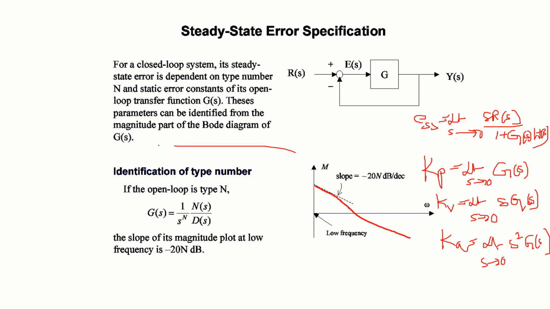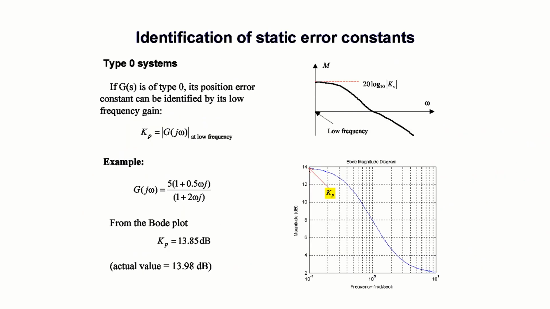I will come to this type identification. Hold on, I'll come back to this. So, identification of the static error constants, that is Kp, Kv, Ka. Suppose you have the Bode plot, get the starting value. So Kp is limit s tending to 0 of g of s. That's why Kp is this.